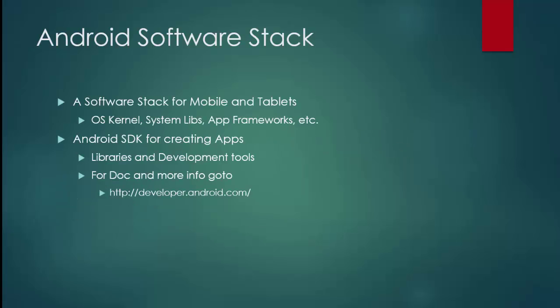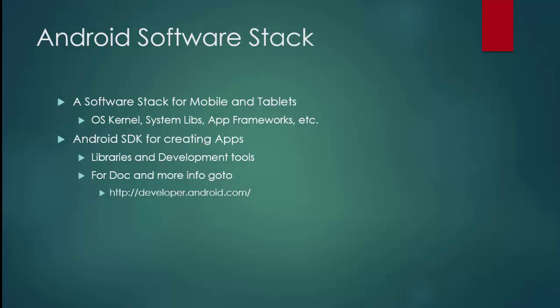So let's get started. What is Android? Android is basically a software stack, built primarily for mobile and tablet devices. It contains a whole set of software components, starting from the OS kernel, system libraries, application frameworks, and Android-specific frameworks. When you start developing Android apps, you start off with the Android SDK. You can download the Android SDK from the Google website and start creating Android apps.